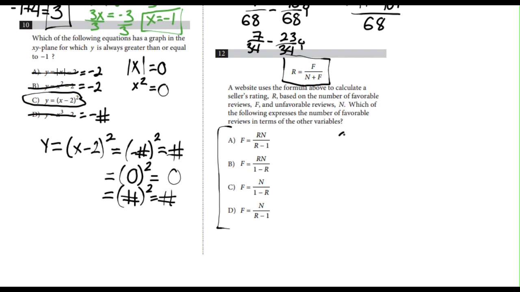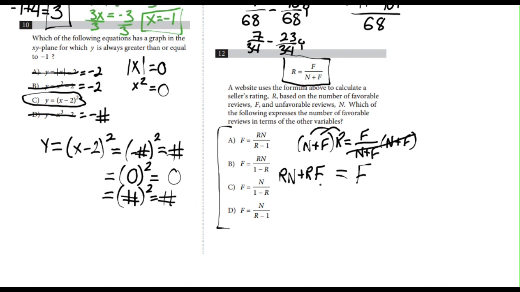So starting off with R equals F divided by N plus F, the first step is to multiply N plus F on both sides. So N plus F and then N plus F. On the right side, they cancel and we're left with just F. On the left side, we can distribute the R. R times N is RN, and then R times F is RF.